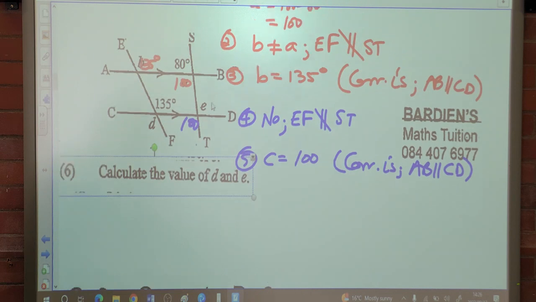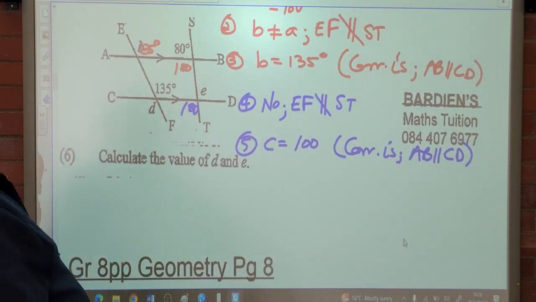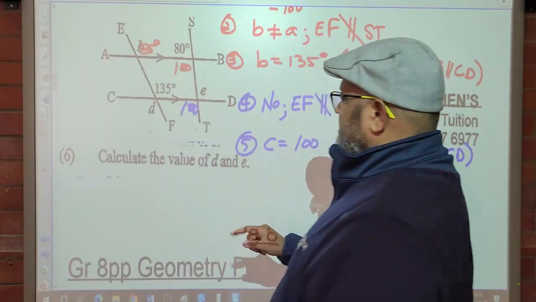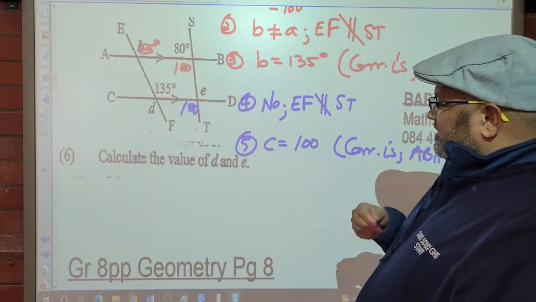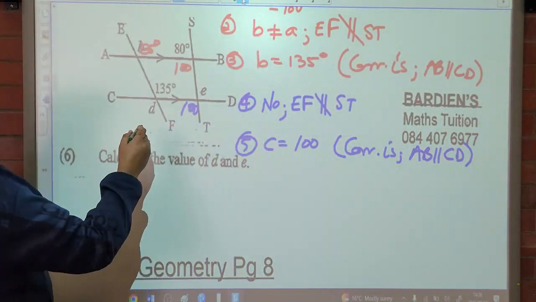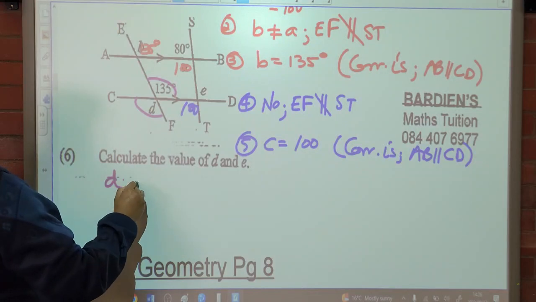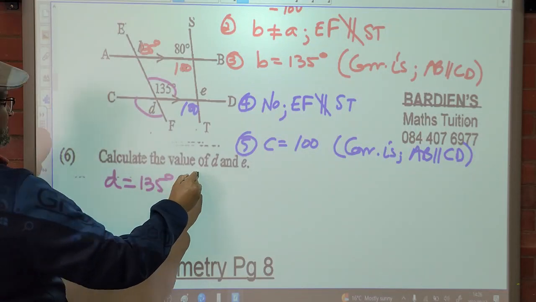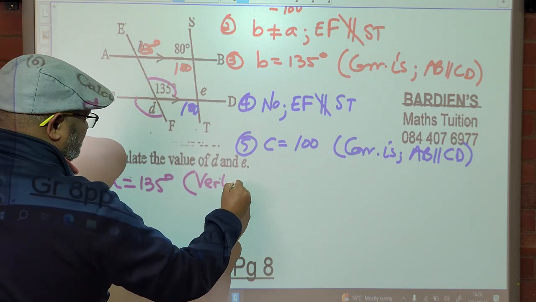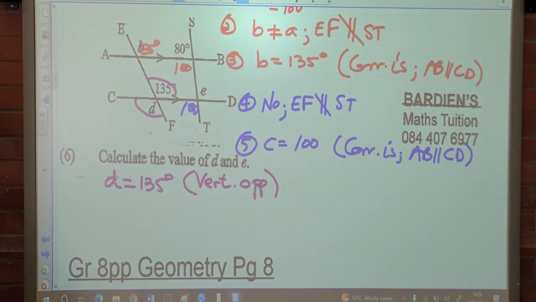Number 6 is calculate the value of D and E. So let's look at D. D is what? Vertically opposite. So D is equal to 135 degrees. And it's vertically opposite. Okay.